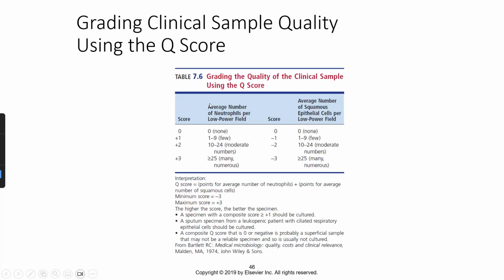For the Q scoring one, you look at the quality of the clinical sample using the Q score. You want to determine the average number of neutrophils per low power field, and you can go up to here to see what the score is. Then you determine the average number of squamous epithelial cells per low power field, and you can go here to see what the score is. Then you do the calculation and your interpretation. The higher the score, the better. So in a good sample, you want a lot of neutrophils, or white blood cells, but not a lot of epithelial cells.